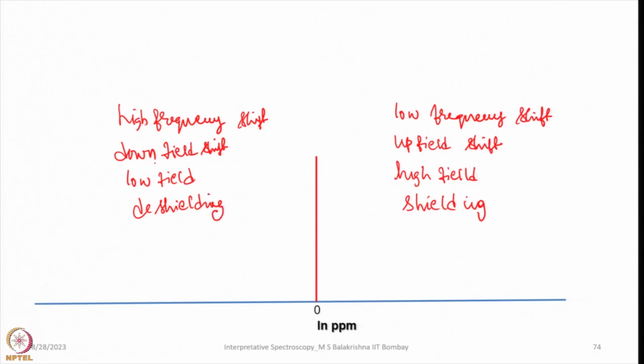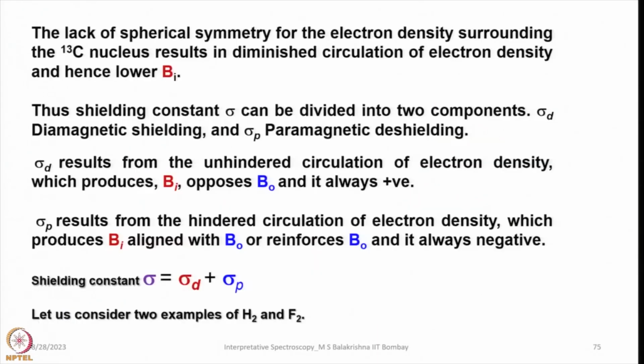Okay. So this is how we designate with respect to reference here. The lack of spherical symmetry for the electron density surrounding the 13C nucleus results in diminished circulation of electron density and hence lower Bi. So that means if the spherical symmetry is not there, the induced magnetic field would have a small value. As a result, the shielding effect is minimum.